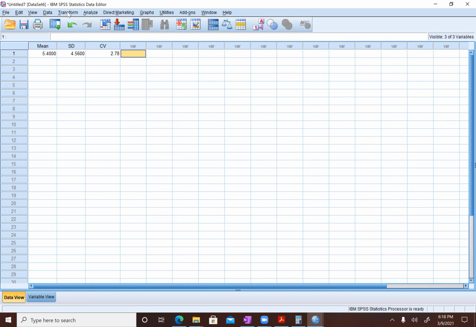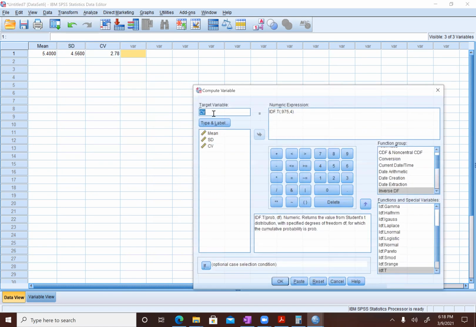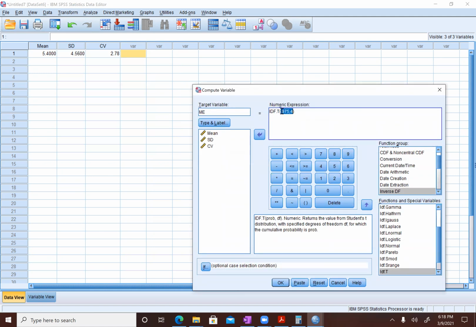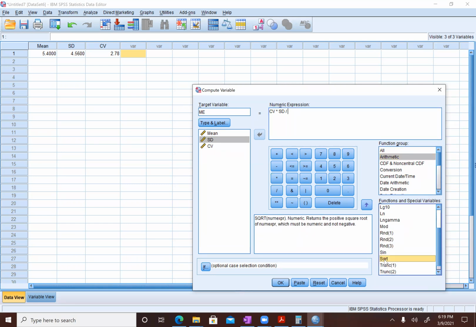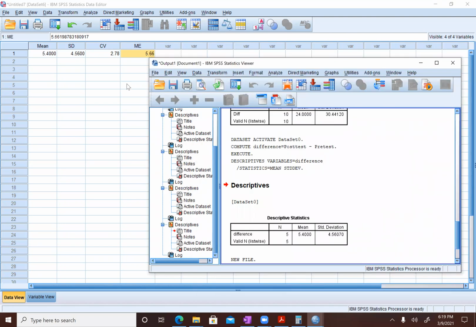So this critical value I found. So margin of error I can compute. Let's call it margin of error. And the way you compute it is, take the critical value of the t variable, multiply it with the standard deviation, and divide by the square root of the sample size. And square root I can pick up from here. Sample size is 5. So the margin of error is 5.66.